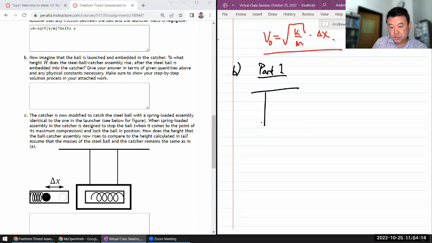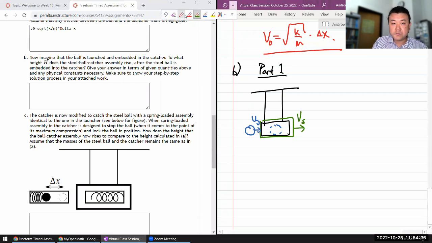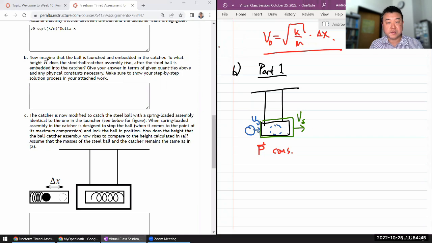So you have the catcher that sees the ball coming in with some speed, v naught, that we calculated above, and this is going to get embedded. Once it's all embedded, they're going to be moving together at some speed, let me call it v final. In this interaction, momentum is conserved, and energy is not conserved because it's a sticking collision, a totally inelastic collision. But we can use momentum conservation to work out this expression.